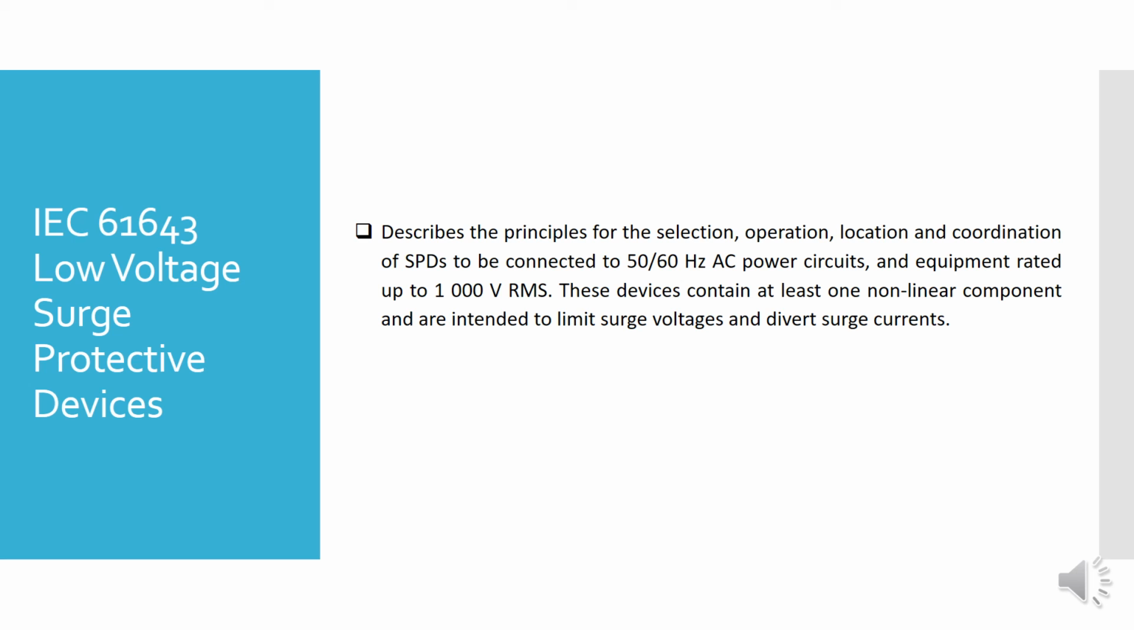Next is the code IEC 61643, which is low voltage surge protective devices. It describes the principles for the selection, operation, location, and coordination of SPDs to be connected to 50/60 Hz AC power circuits and equipment rated up to 1000 volts RMS. These devices contain at least one non-linear component and are intended to limit surge voltages and divert surge current.